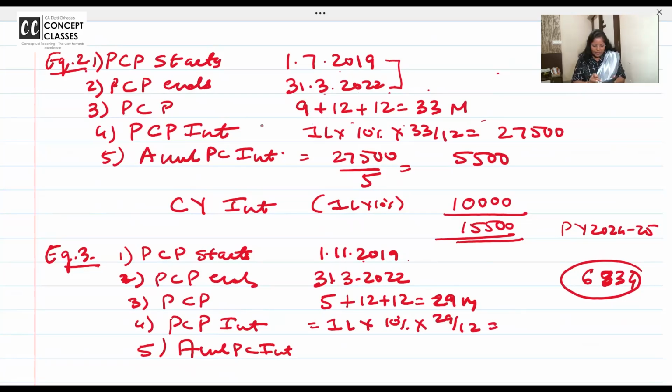1 lakh into 10% into 29/12. 24,167. Leave off the decimals. I taught you that income and tax is rounded off in multiples of 10. Last one, लेकिन decimal तो नहीं लेना है.